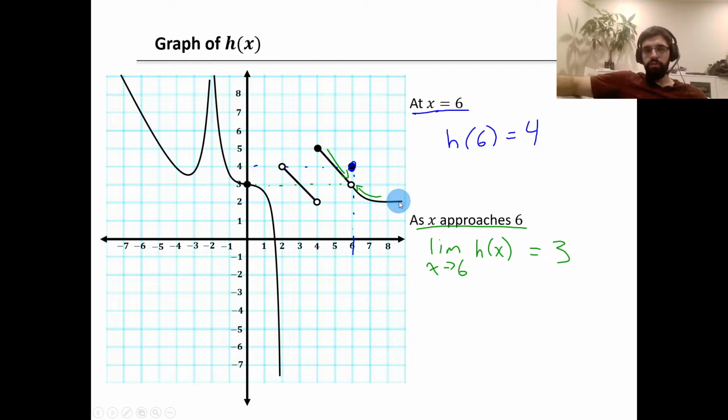From the right, as we move left, we see the graph of h of x starts moving up towards the y value of 3, not at 6, but just above 6. As we get closer and closer to 6, we see that we get like 2.9, 2.99. It's getting really close to 3. So because the left side and the right side of the limit are both approaching 3, we're going to say the limit as x approaches 6 of h of x is 3.